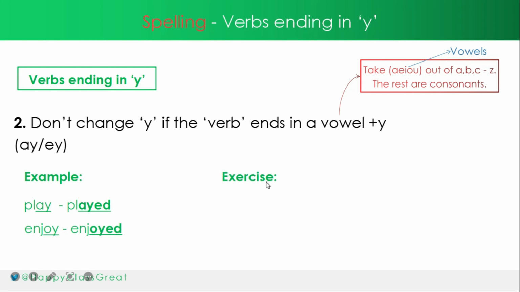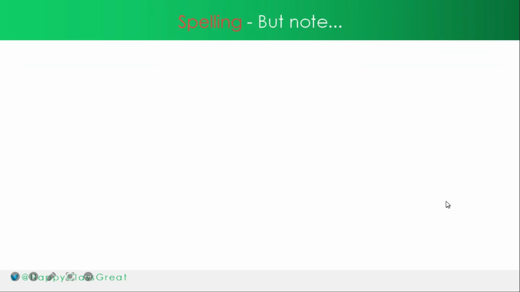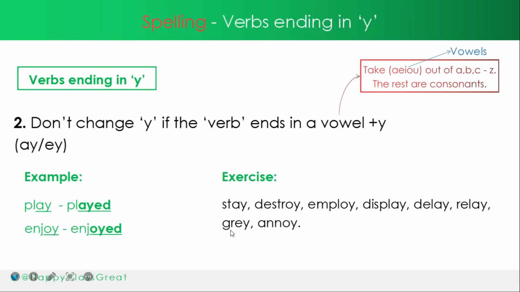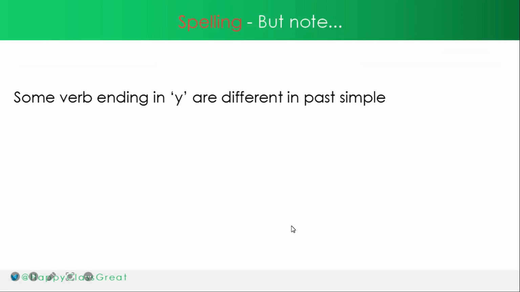To quickly do this exercise, it's the same thing. Stay will be stayed, destroy will be destroyed, and employ will be employed. That's how you are going to do display, delay, relay, gray, and annoy. So pause the video and make sure you do it before you move on to the next section, which is about some exceptions.